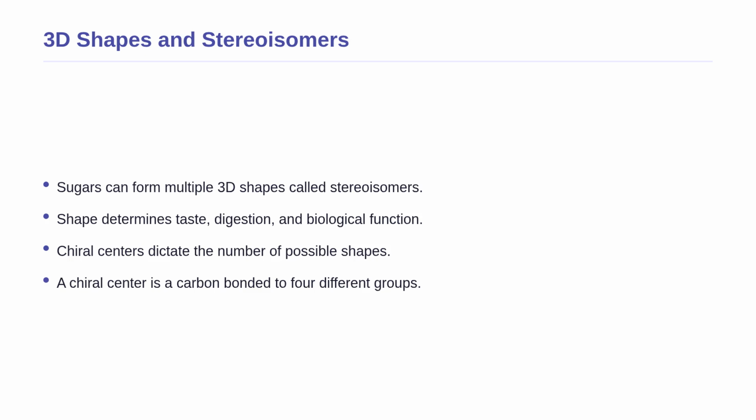This chemical formula we just used leads us to another crucial concept, the three-dimensional shape of the molecule. In nature, a single chemical formula can arrange itself into many different 3D shapes, which are known as stereoisomers. The 3D shape is absolutely critical because it determines how a sugar tastes, how it is digested, and how it functions in the body. The number of possible shapes depends entirely on chiral centers, which are specific carbon atoms attached to 4 completely different chemical groups.